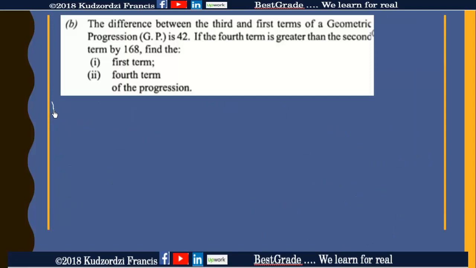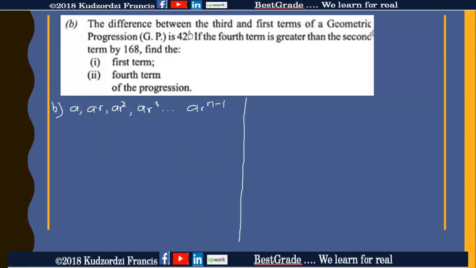Now let's analyze the B. The difference between the third and first terms of a geometric progression is 42. We know the first term of a geometric progression is given by a, then the second term is given by ar, the third term is given by ar to the power 2, then the fourth term is given by ar to the power 3, and the general term is given by ar to the power n minus 1. That's the general term of a geometric sequence.